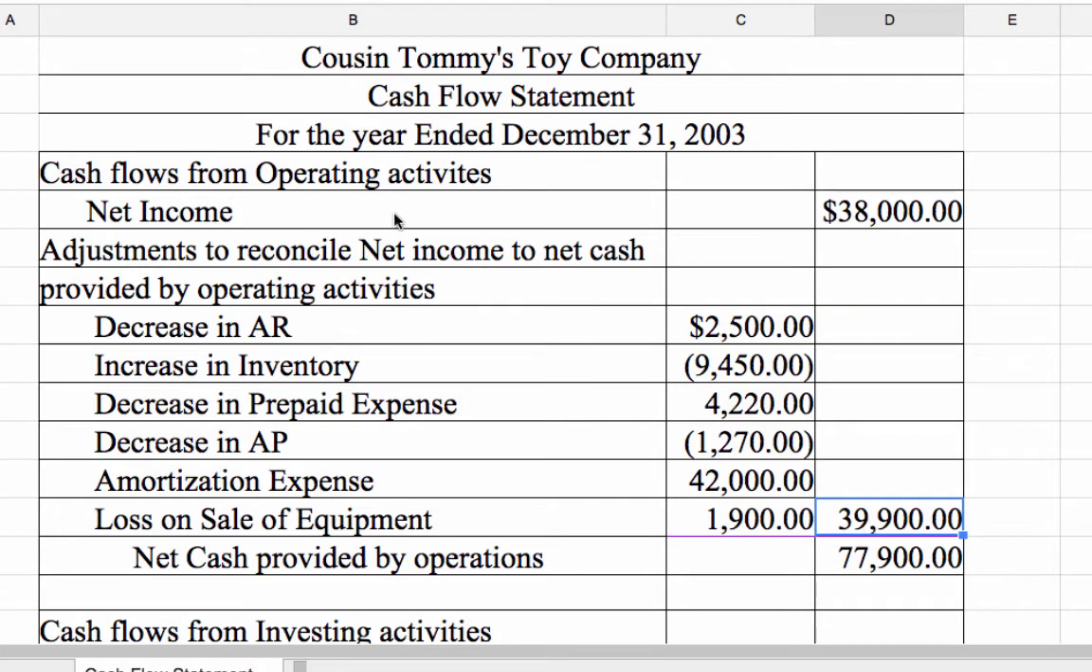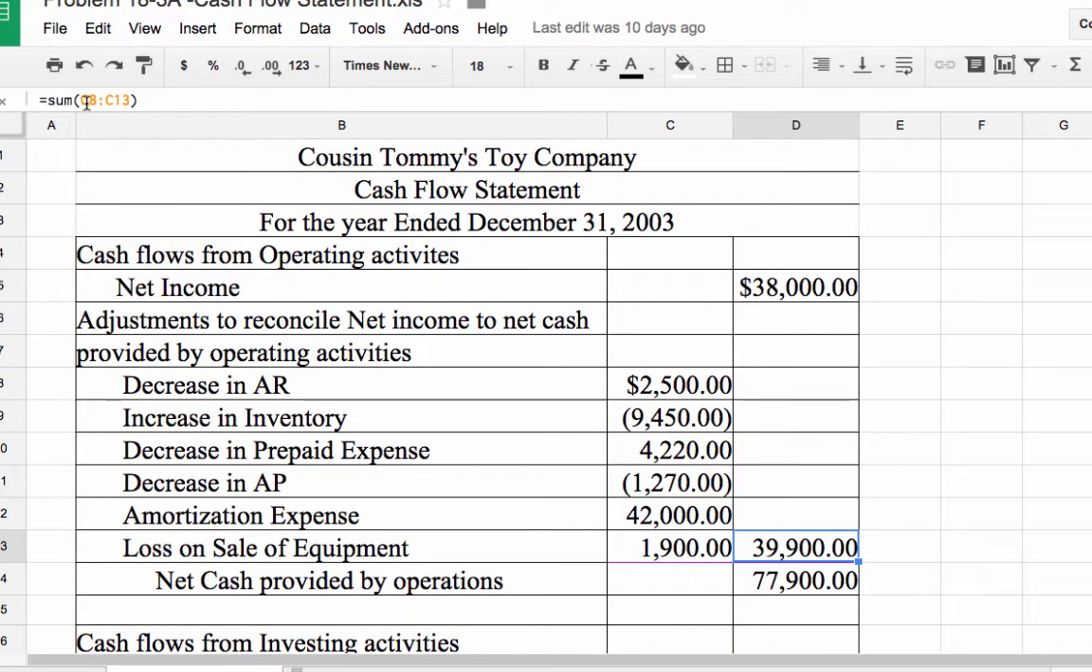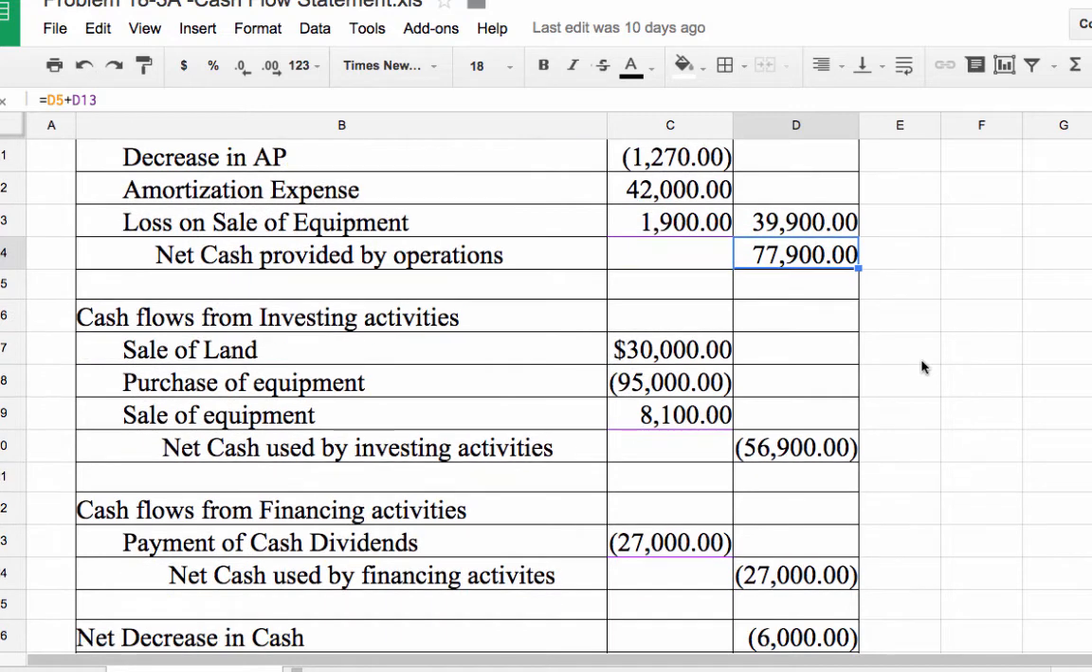There's a formula here. You can see I added it all up, equals sum, this cell all the way down to this cell. So if you're doing this manually, you're going to go positive 2,500 minus plus minus plus plus. You should get this 39,900. Okay, so we're going to add this back because it's positive to the net income, and we're going to get net cash provided by operations of $77,900. Section 1 done. That's the hardest part. Then we're going to move on to our second part.